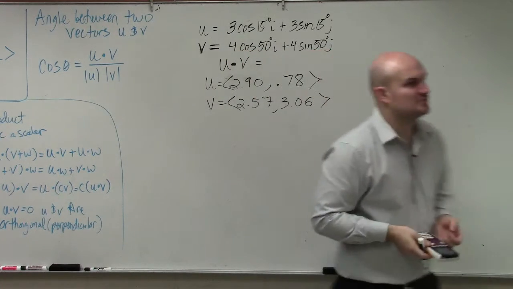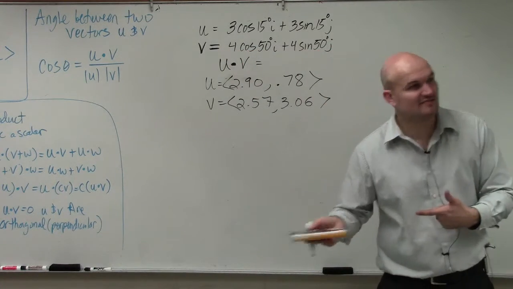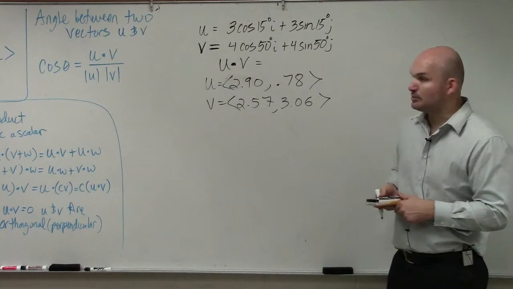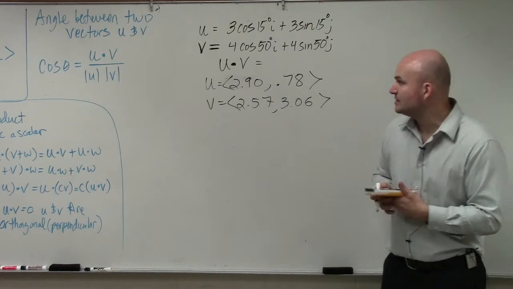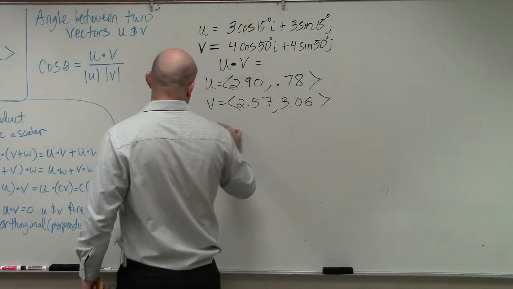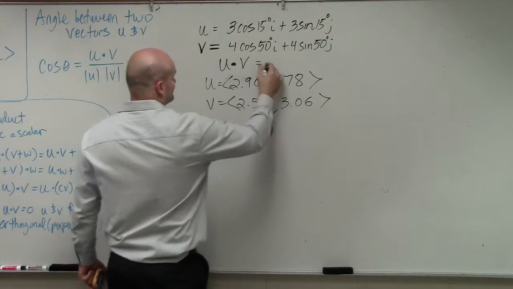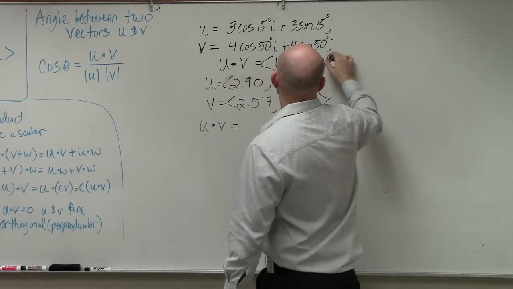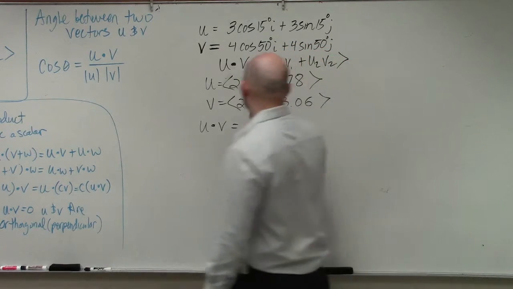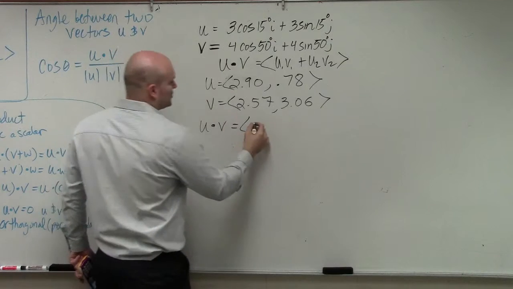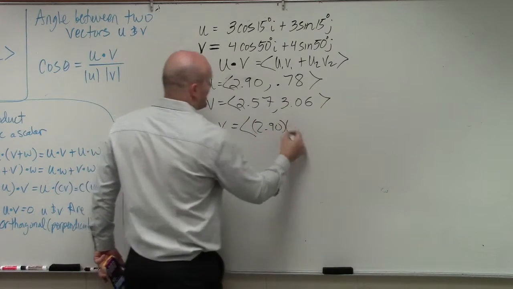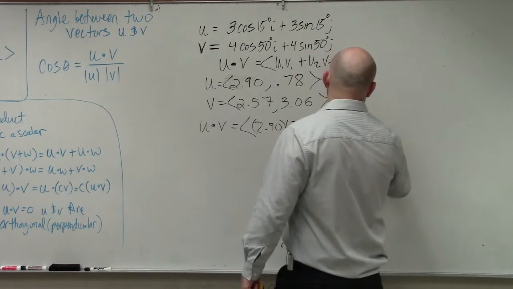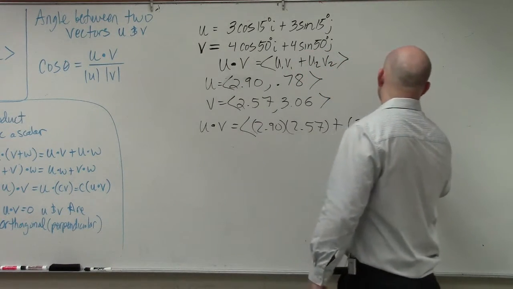Has everybody followed me at least what I did here? A lot of the problems, you're going to have them as a vector, or in linear combination. You don't need to convert them this way, but I think it's easiest to convert them to component form to do the vector product, or the dot product. So remember, the dot product, u dot v, is basically telling us to do u1 times v1 plus u2 times v2. I'm basically going to multiply 2.90 times 2.57, and then add that to 0.78 times 3.06.